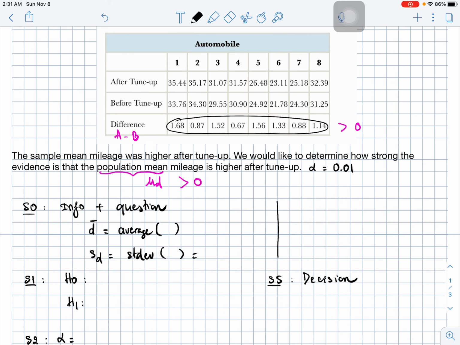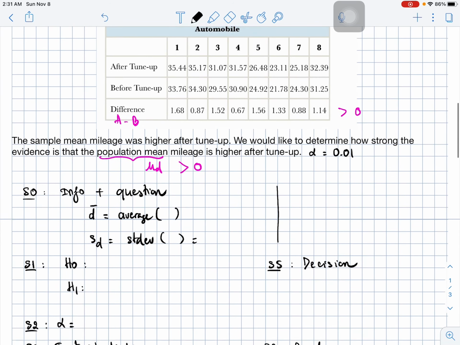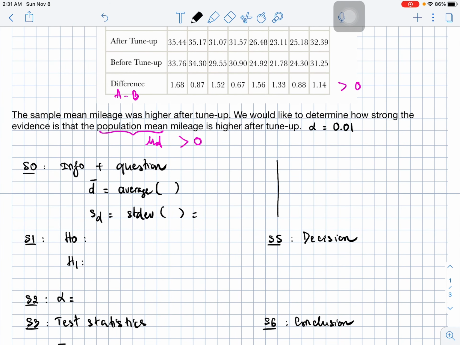We will enter those numbers in Excel, and we calculate the sample difference average. We use average for D bar, and the answer we got is 1.20625. For SD, we use STDEV, and we will get 0.37317. And the question is, we want to know if the population mean is higher after the tune-up. Higher after the tune-up means the difference has to be positive.